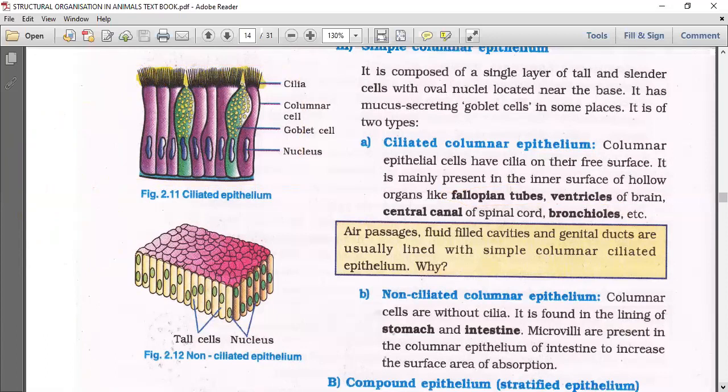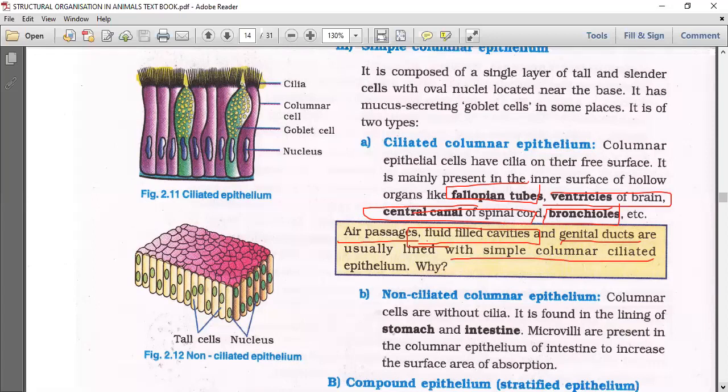Did you observe the air passages? Who is the air passage here? Bronchiole. Fluid-filled cavities and genital ducts. Who is the fluid-filled cavity? Ventricles of the brain and the central canal of the spinal cord. Who is the genital duct? The fallopian tube is the genital duct. These are usually lined with simple columnar ciliated epithelium.